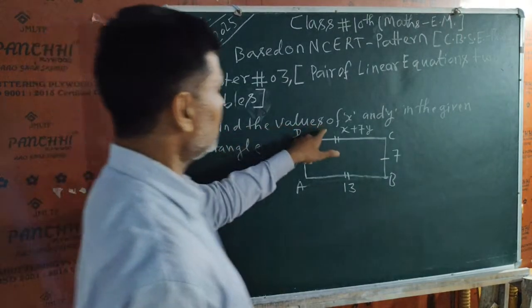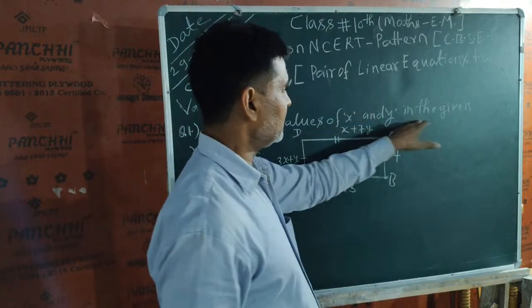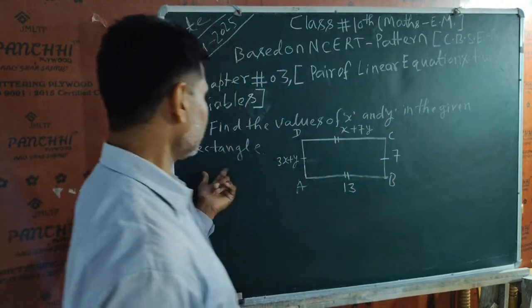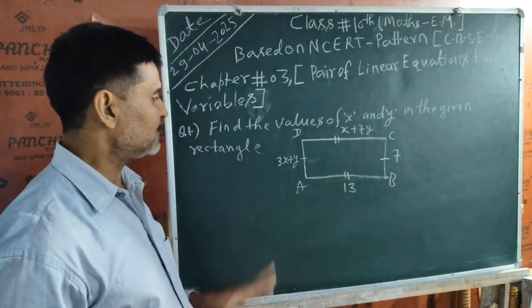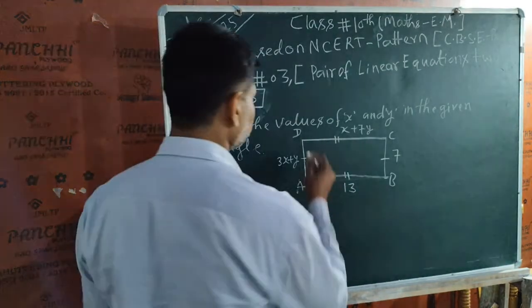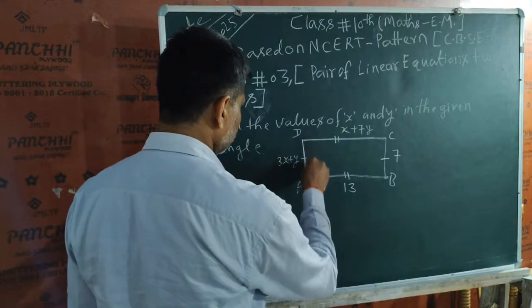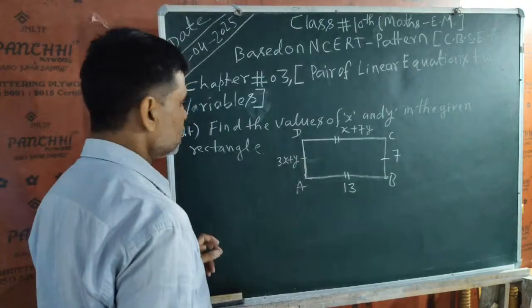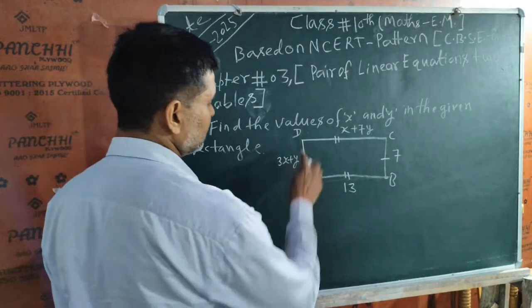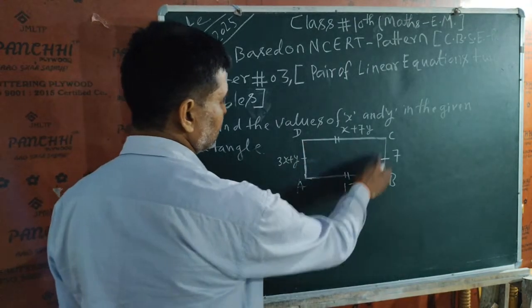Find the values of x and y in the given rectangle. A rectangle means a shape whose opposite sides are equal, and each angle is 90 degrees. So that shape is called a rectangle. In other words, we can say that this angle and this angle are equal.